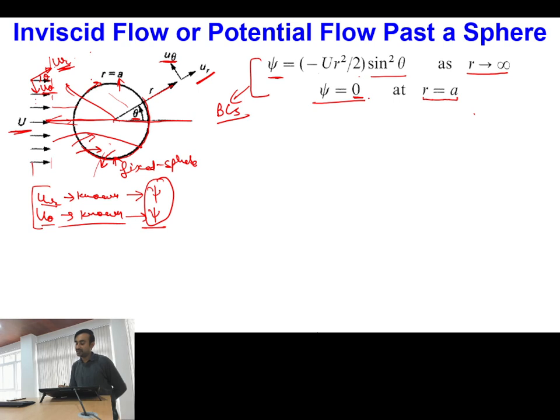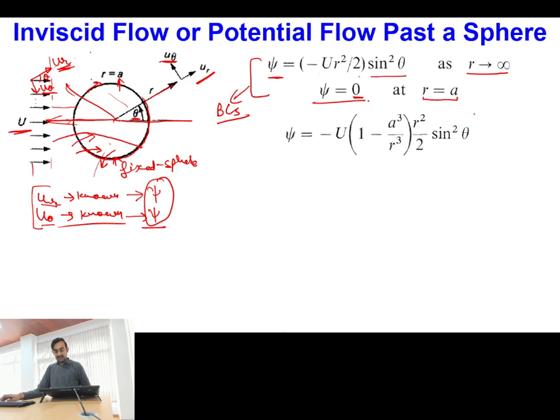Because if I have to consider the velocity's role, then I have to specify the boundary condition in a more complex way, in the form of del psi by del r and del psi by del theta. So that is further simplified here. Of course, that will also work if I do that.